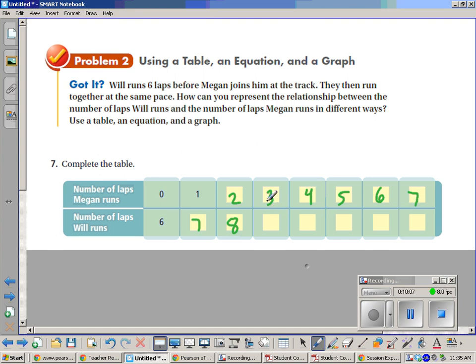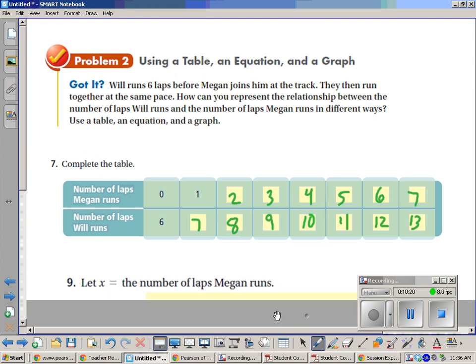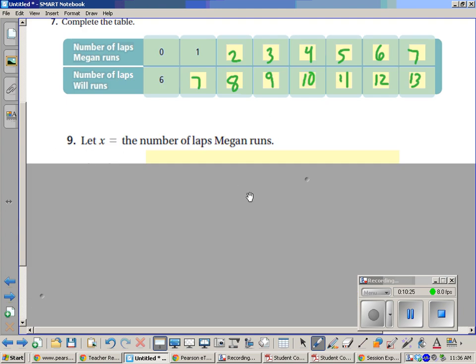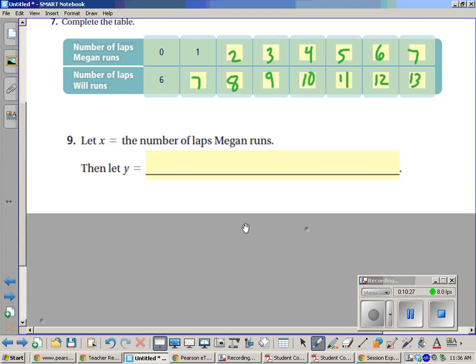And what you notice over here is that these are also going up by ones, but they're always going to be 6 more than the top number. So we could represent that as an equation down here and just let x represent the number of laps Megan has run. So we could say that Will is going to be y. Will is always going to be whatever Megan is, x, plus 6. So there's your equation.